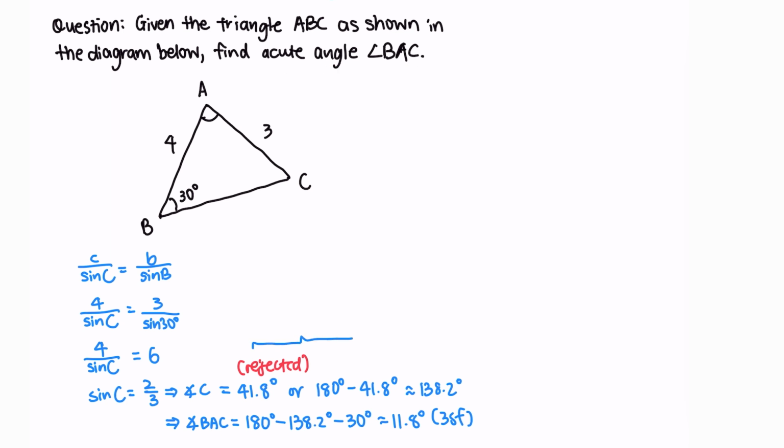Having two answers over here is what we call the ambiguous case. This is just a thing that happens sometimes for sine rule, so you have to make sure if the angle you're finding is acute or not.